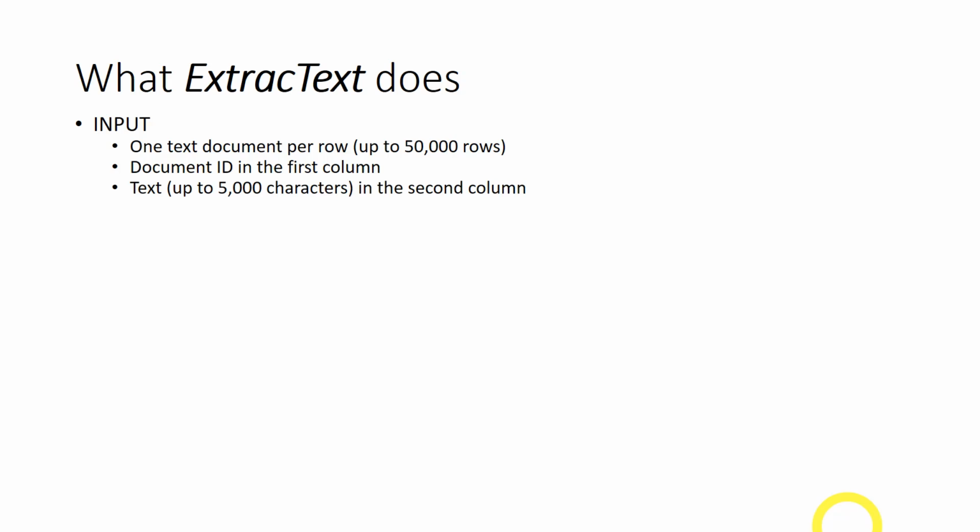First, as input, you need an Excel sheet where each row contains one text document that you want to text mine. And you can have up to 50,000 rows, 50,000 documents. The first column should contain a document ID, something that identifies each specific document. And the second column should contain the text for each document with up to 5,000 characters.